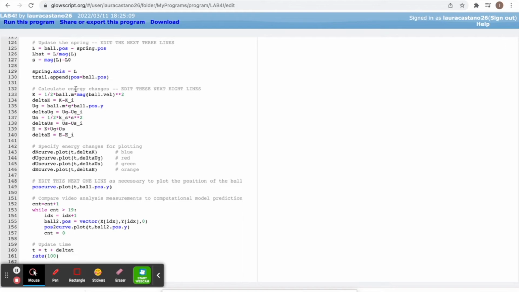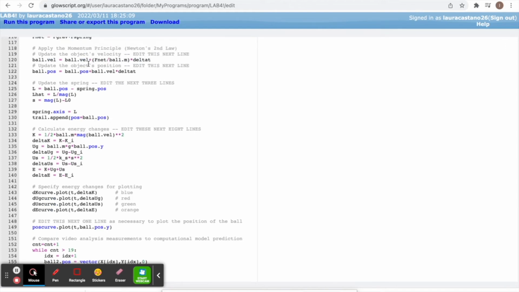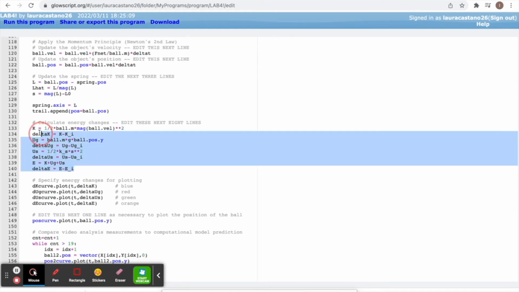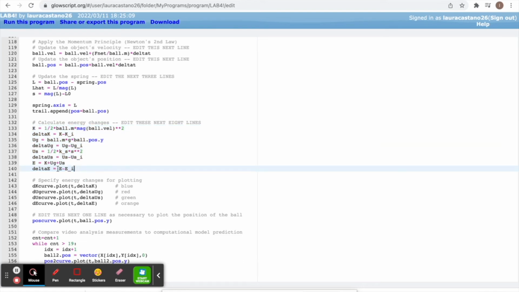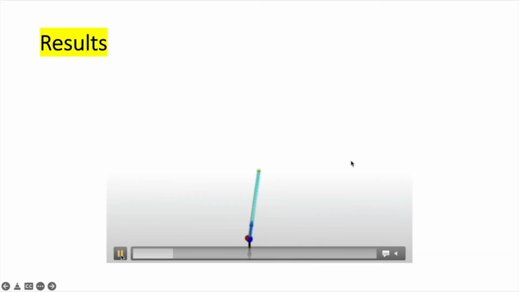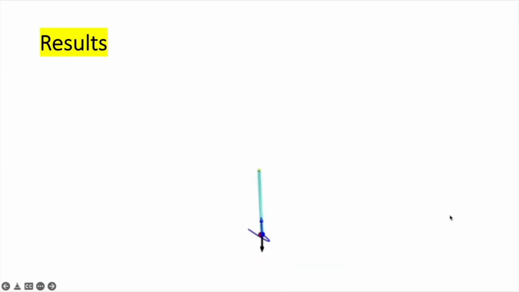Also, we had to calculate the energy changes using the new position and velocities, and we added it just here. But at the end, I also added the change in energy, which is basically the final energy minus the initial energy. Okay, so these are the results of our code, and this is how the spring moves in this trajectory.